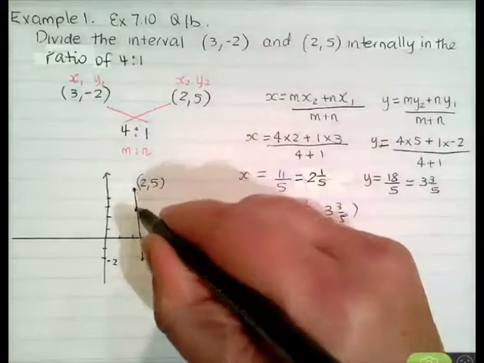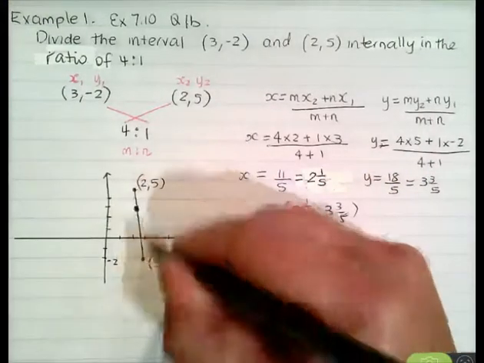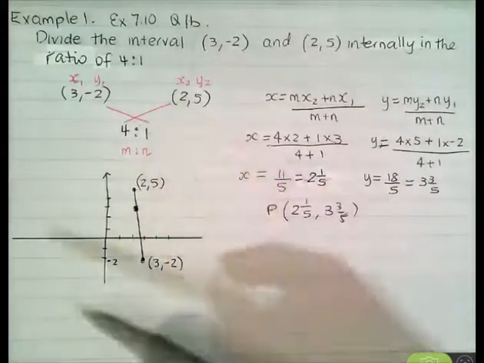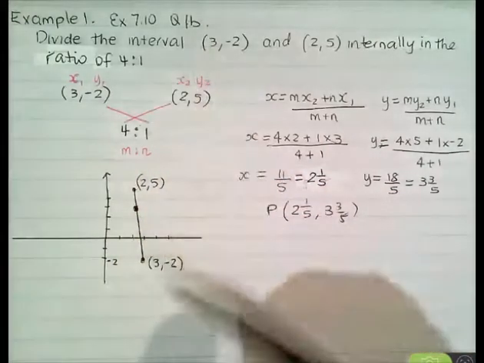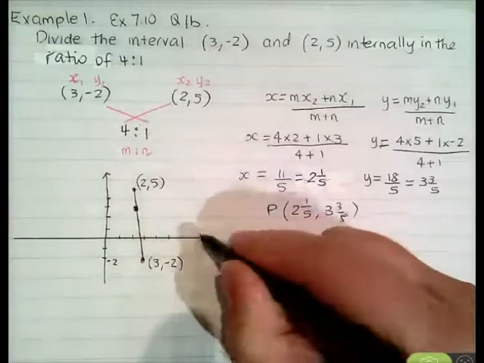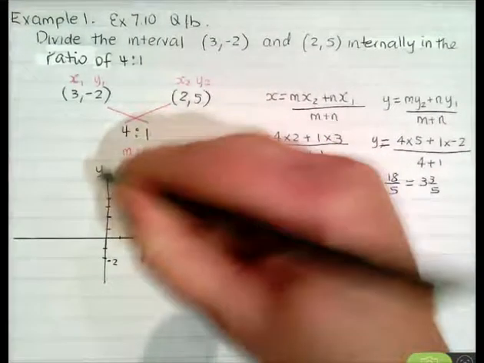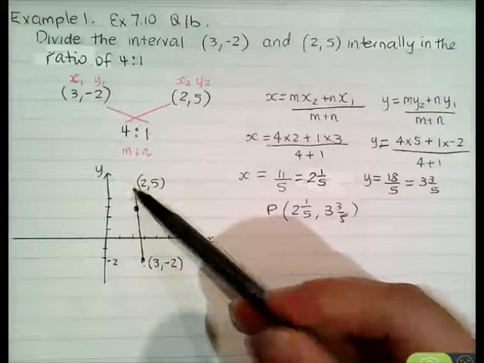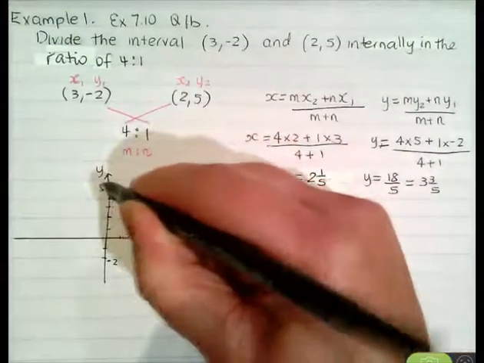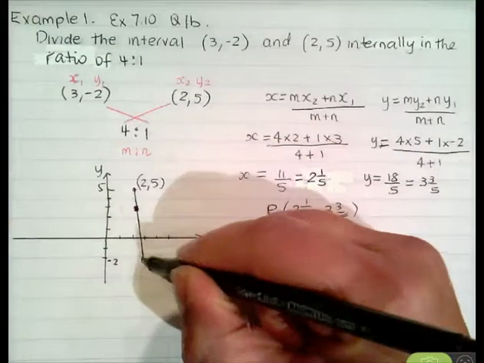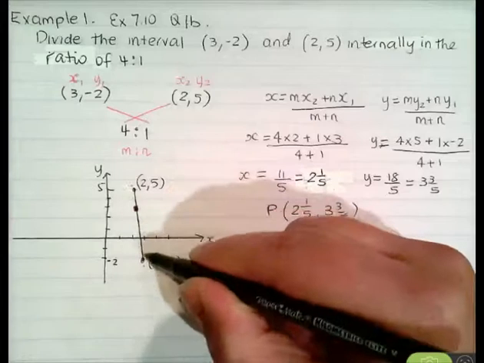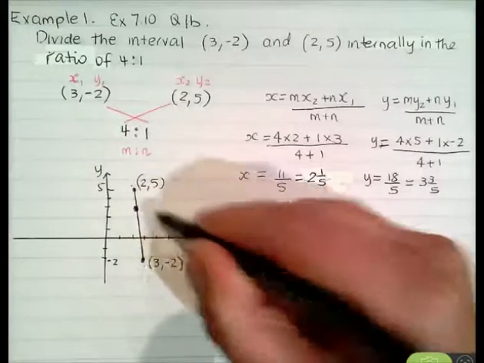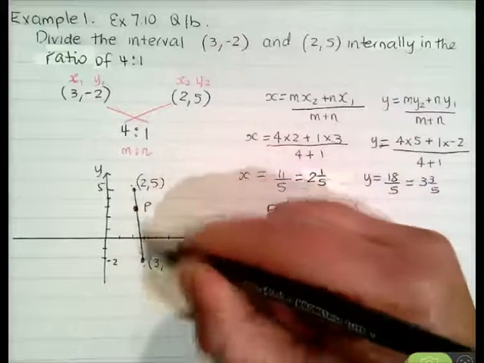Okay, now I've just drawn this question here in this diagram. Now it says to divide the interval 3, -2. Look, my diagram's not that much to scale, but it's not too bad. So 3, -2 and 2, 5 in the ratio of 4 to 1. So here is the interval from there to there, and it's being divided internally in the ratio of 4 to 1. I'm going to call this P, the point that divides my interval.